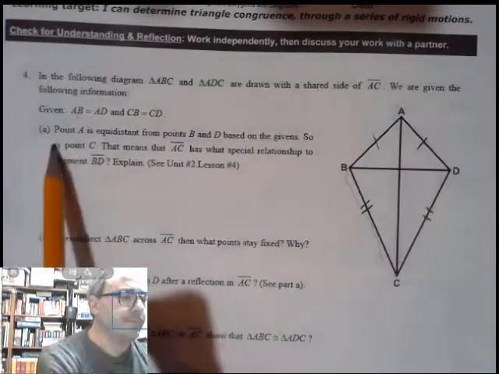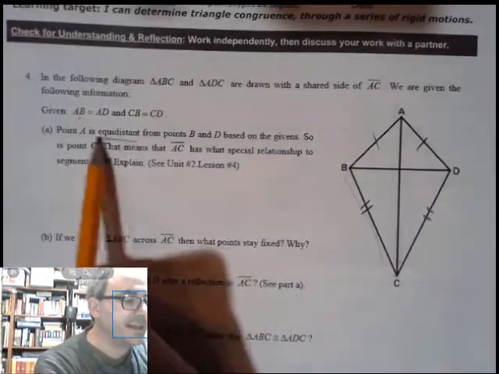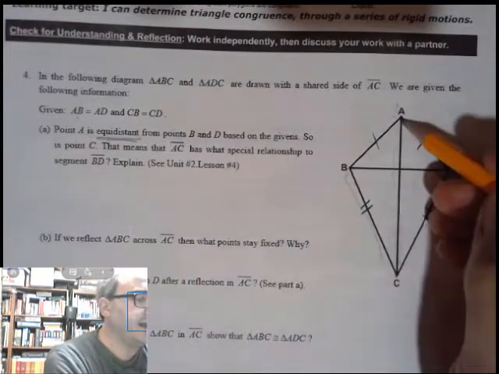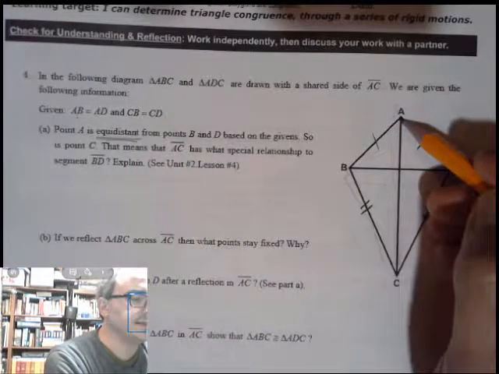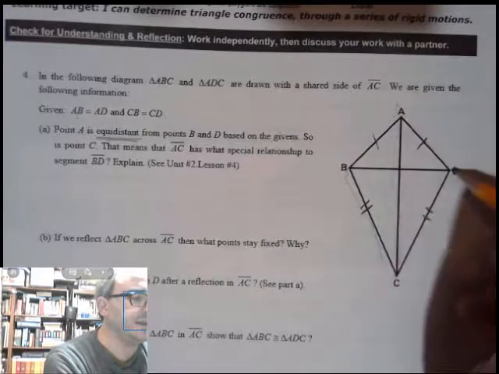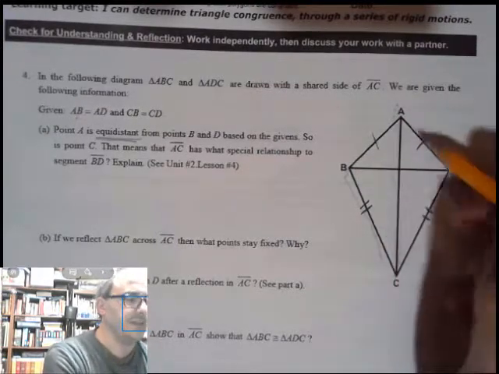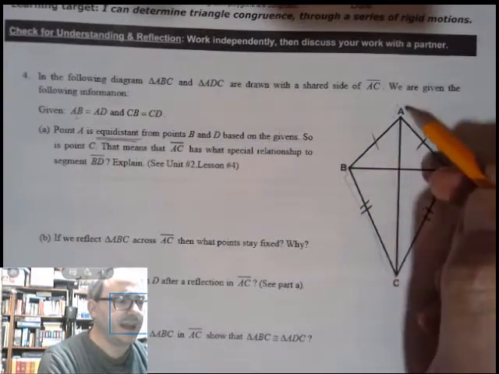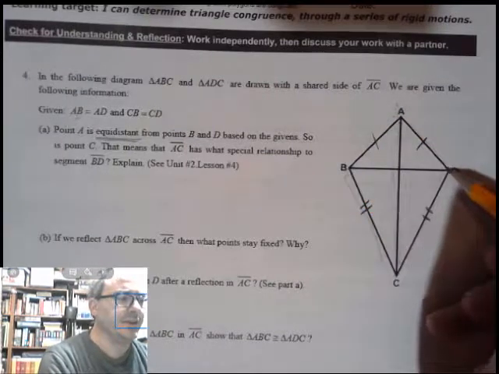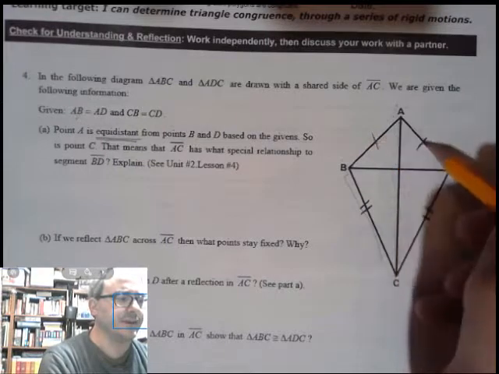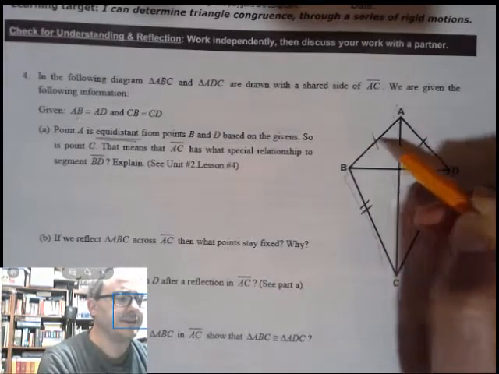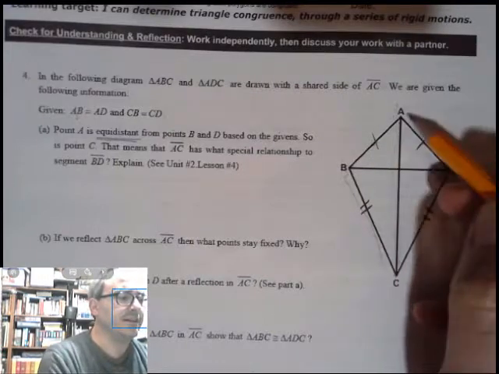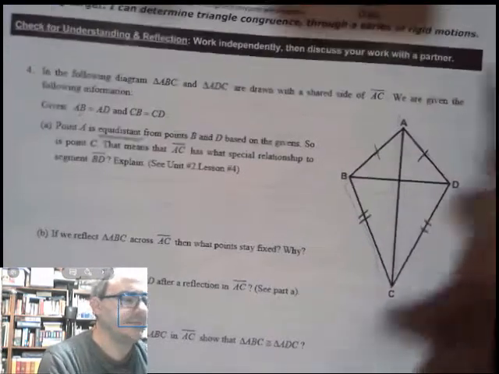My first part is that point A is equidistant from points B and D. A is the same distance from B and D. Well, we kind of already knew that, right? The reason why we already knew that is because we already know that these legs are congruent. If these legs are congruent and the distances are congruent, which means we knew that A was equidistant from B and D.